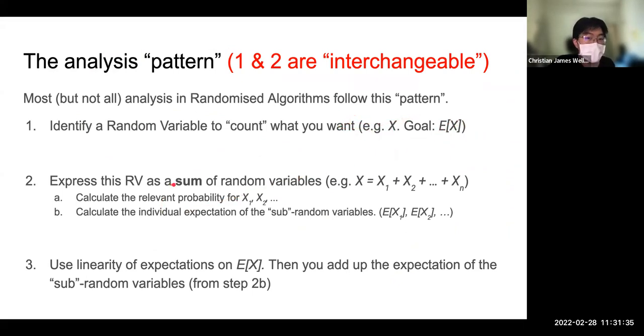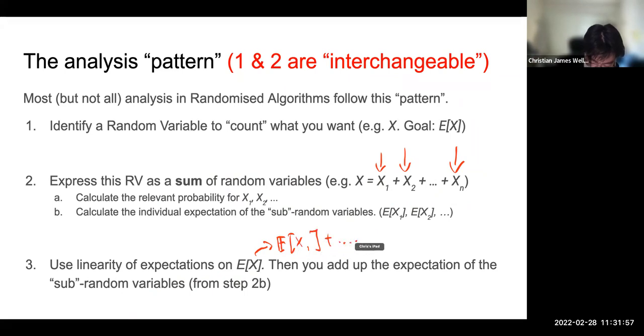So again, express it as a sum of smaller random variables, X1 all the way to Xn. Calculate the relevant probability so that you can get the expectation of all of these. Then you use the linearity of expectation to get E[X], because this is a sum of E[X1] plus all the way to E[Xn]. Okay, so these are the steps.